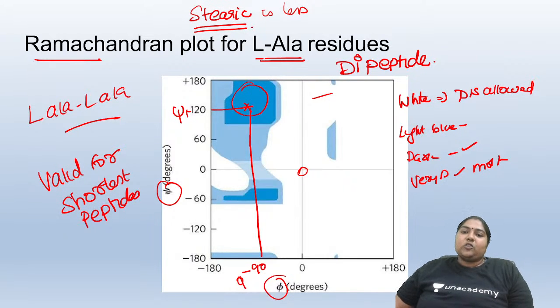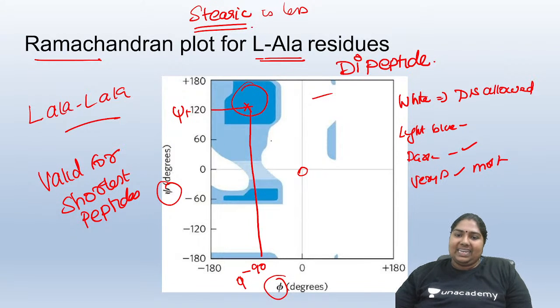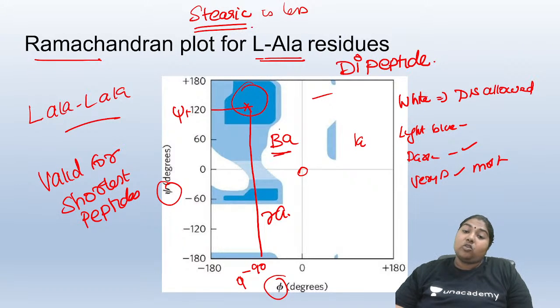Okay, right. Now we are going to learn another important clue. What is this? This is going to be the beta sheet. The beta sheet is going to be in the upper left corner. Okay, right.